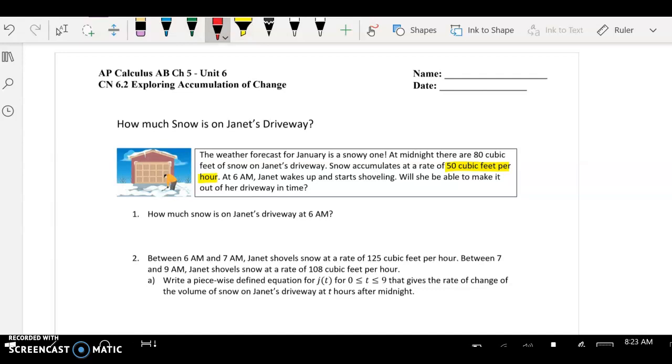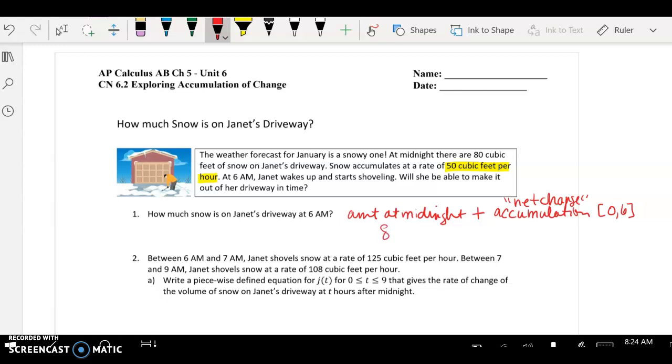So the first thing is this idea of how much snow is on her driveway at 6 a.m. Keeping in mind, we're setting up some calculus concepts that are coming, but the idea is that we're going to have the amount at midnight, our starting amount, and then we're going to add to that the accumulation that happens for those first 6 hours. So you'll hear me use the words accumulation and net change quite often interchangeably in this set of notes. And this would be the net change from time 0 to 6 in our problem. So we have a starting amount plus our net change.